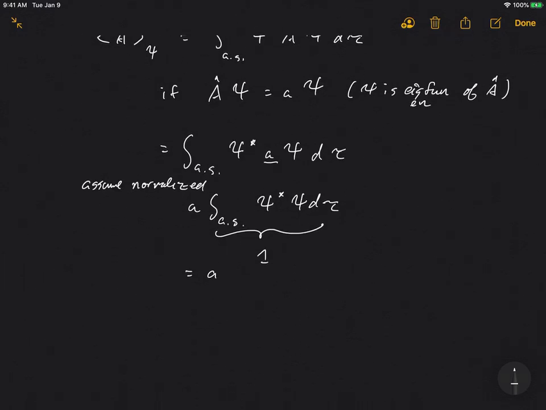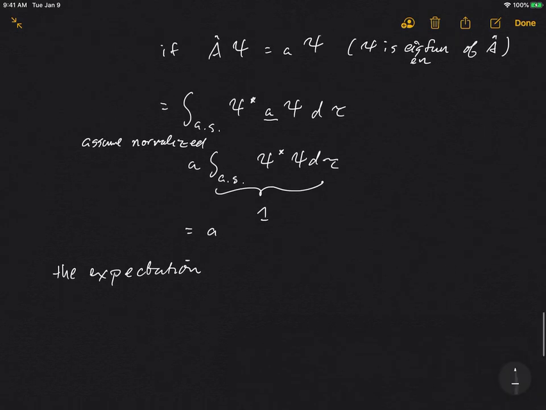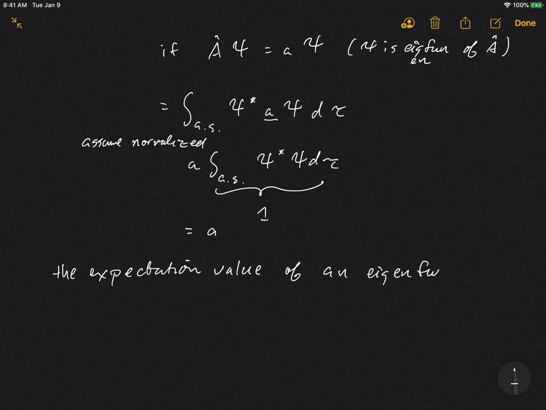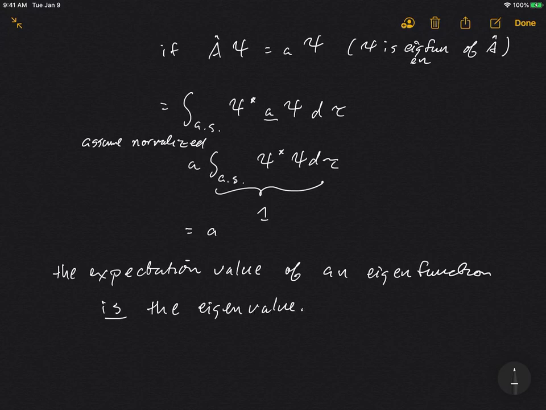So therefore, the expectation value of an eigenfunction is the eigenvalue. Which we essentially just proved there. So I'll put a little QED. And this ends up being very useful.